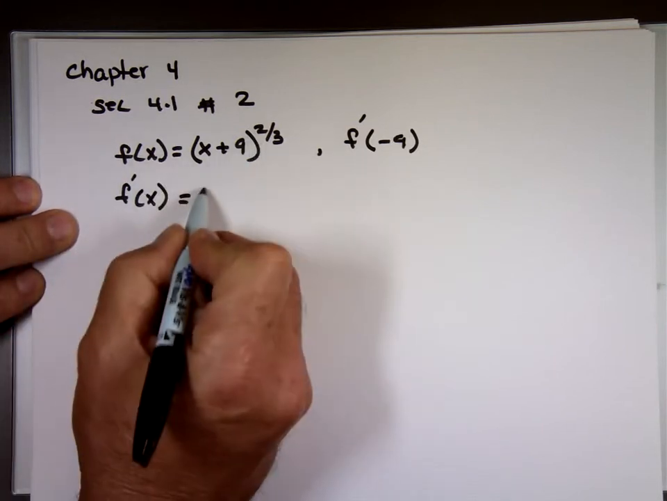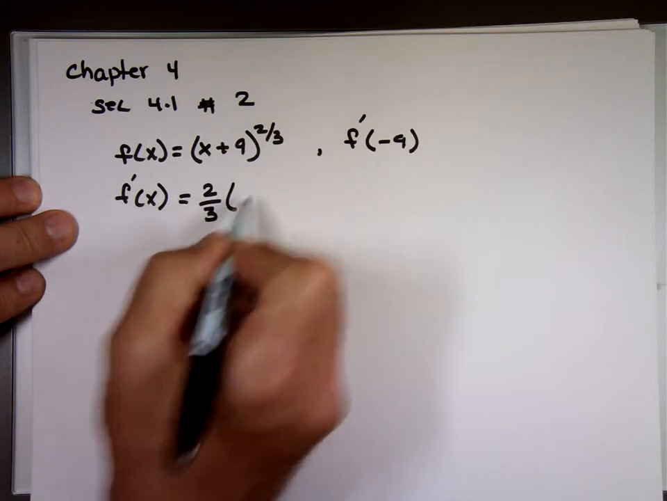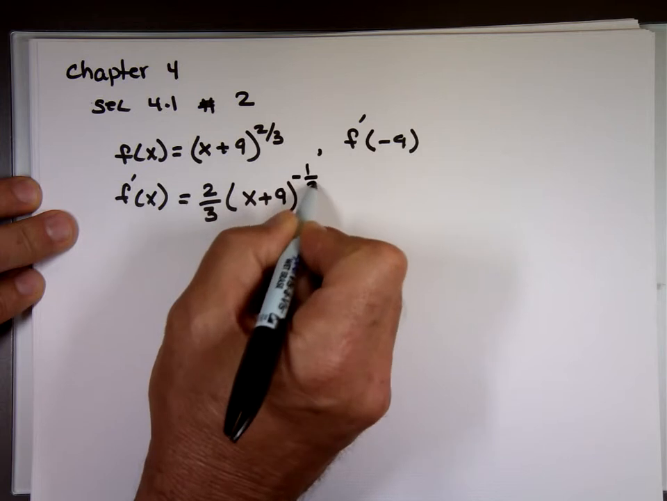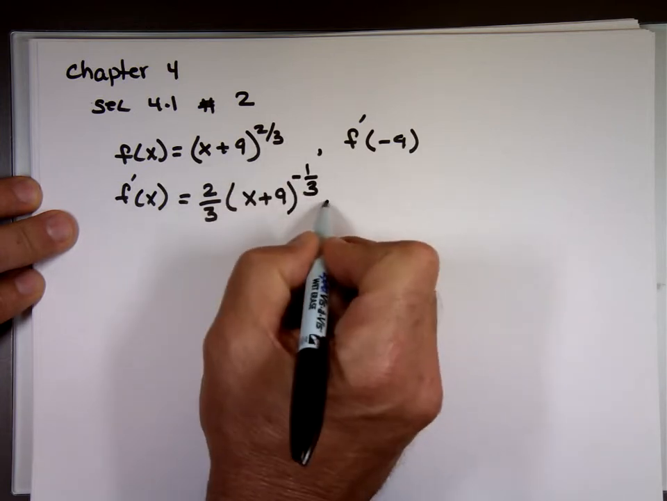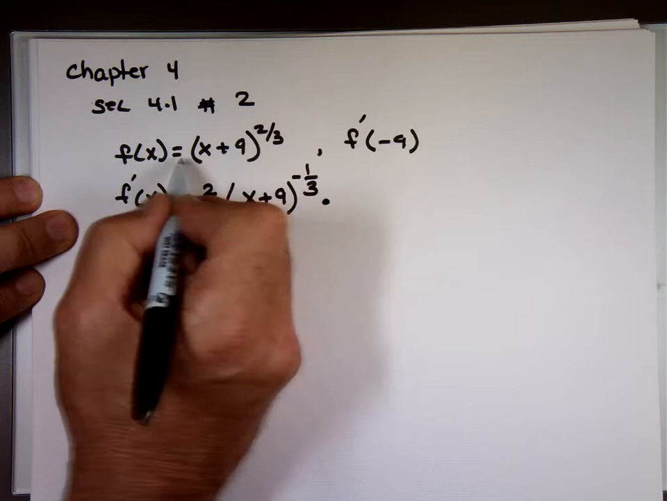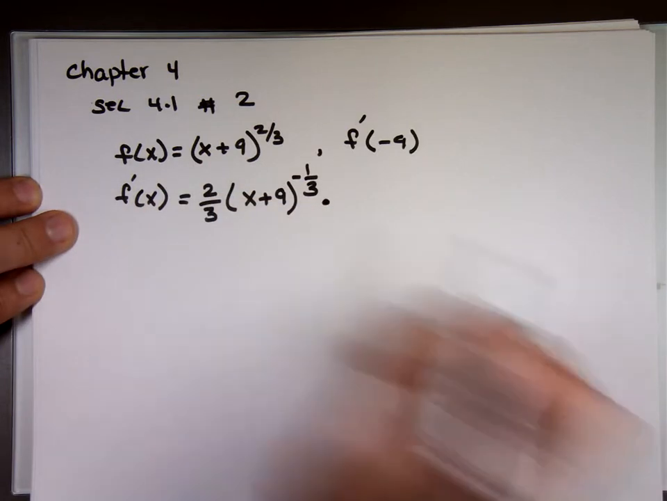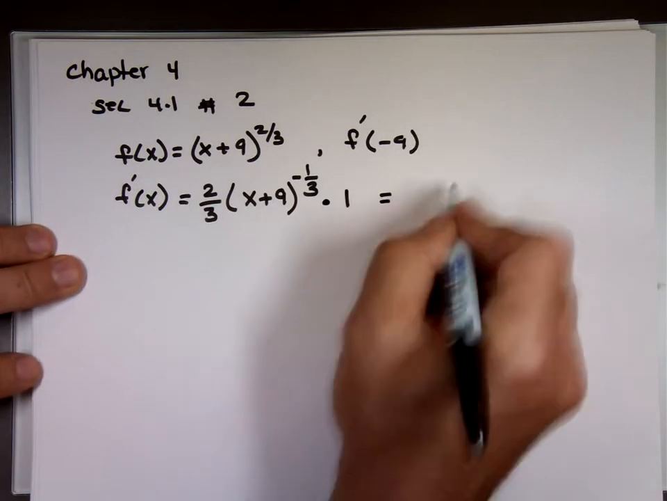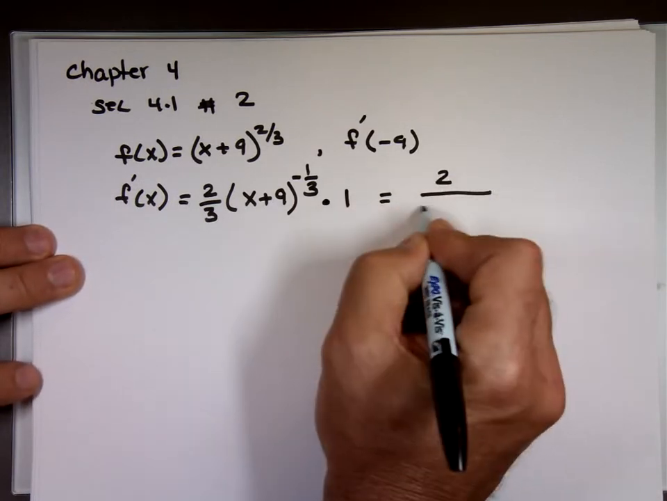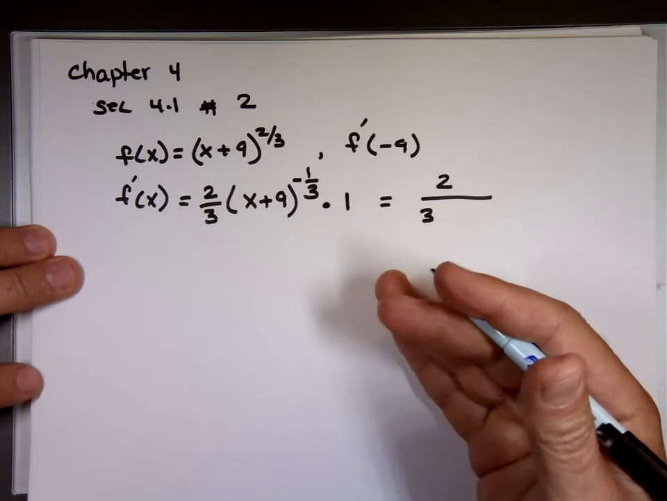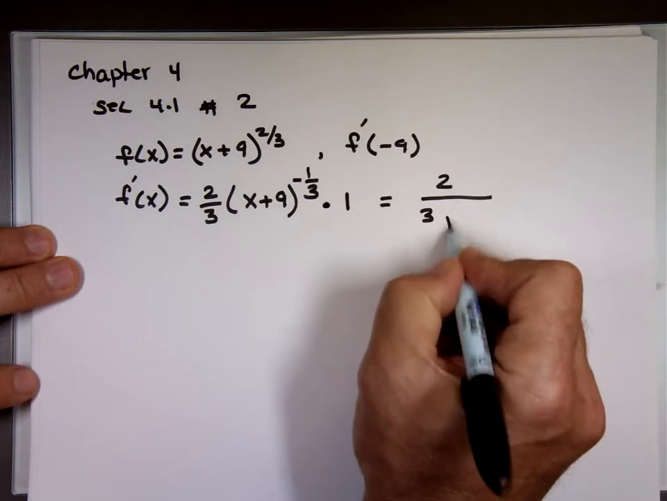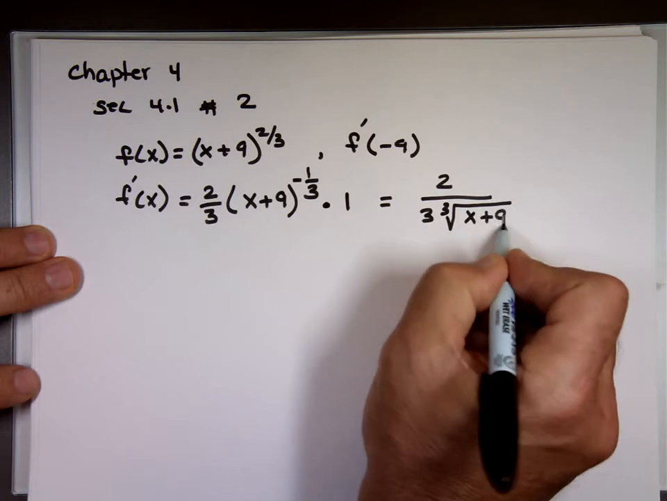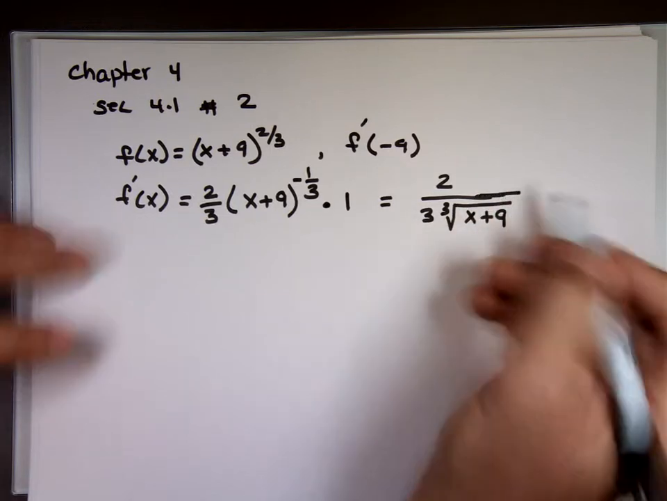Take the derivative. 2/3, yep. x plus 9 to what power? Negative 1/3, right? 2/3 minus 1 is minus 1/3, times the derivative of what's on the inside, which happens to be what? 1. Can we clean that? That's 2 over 3 times, since that's a negative, you bring it to the bottom, becomes positive 1/3, and that's the cube root of x plus 9. 1/3 means a cube root.